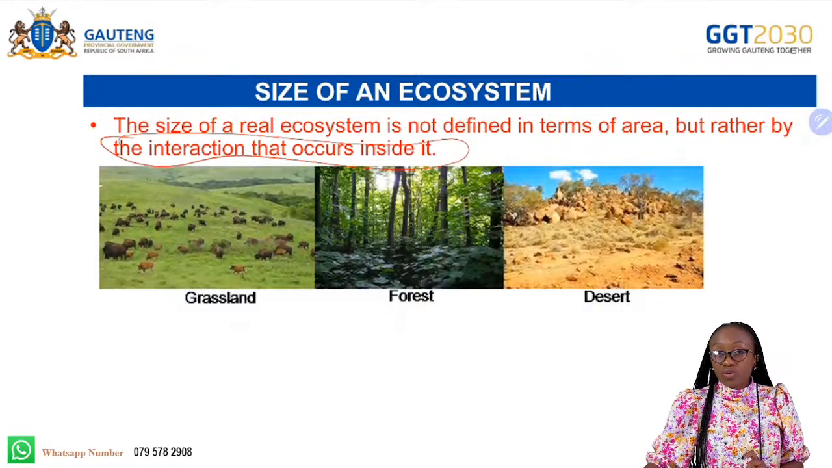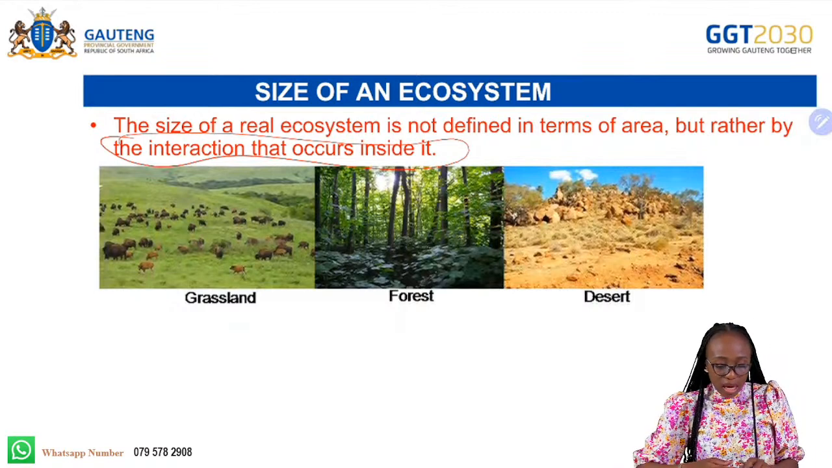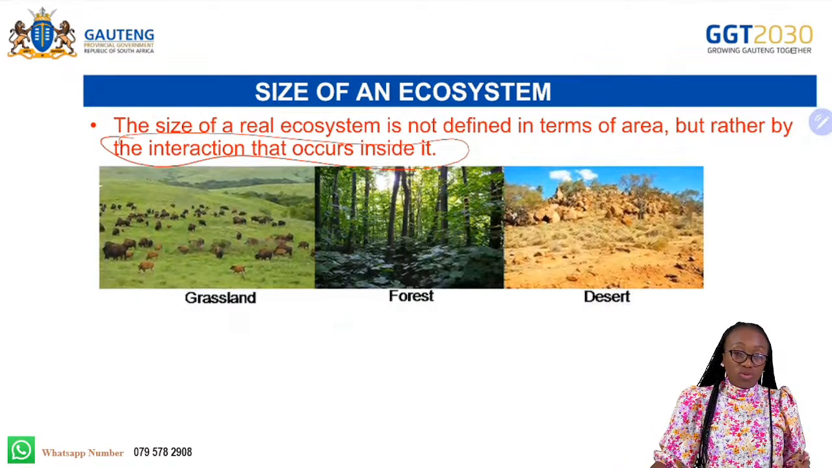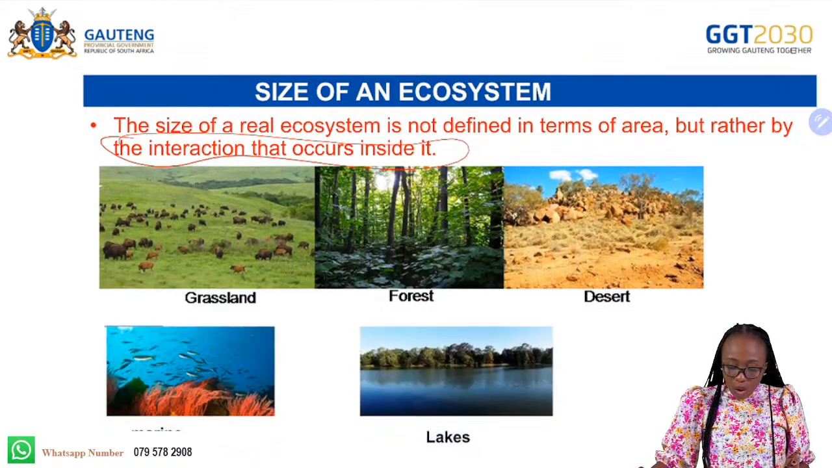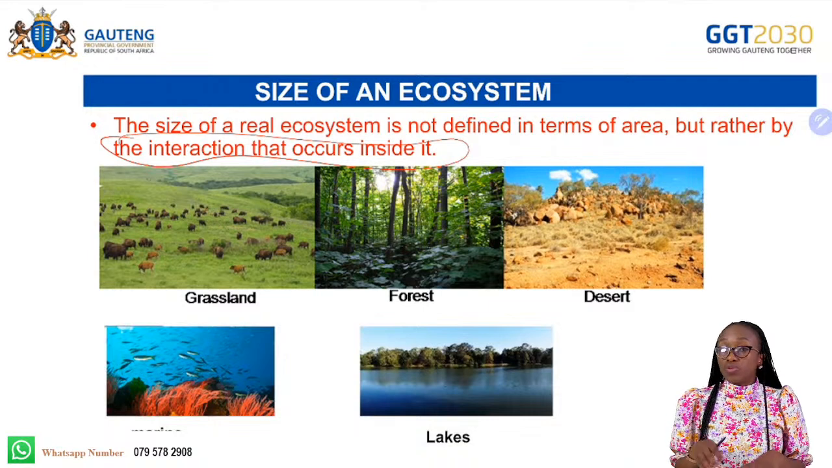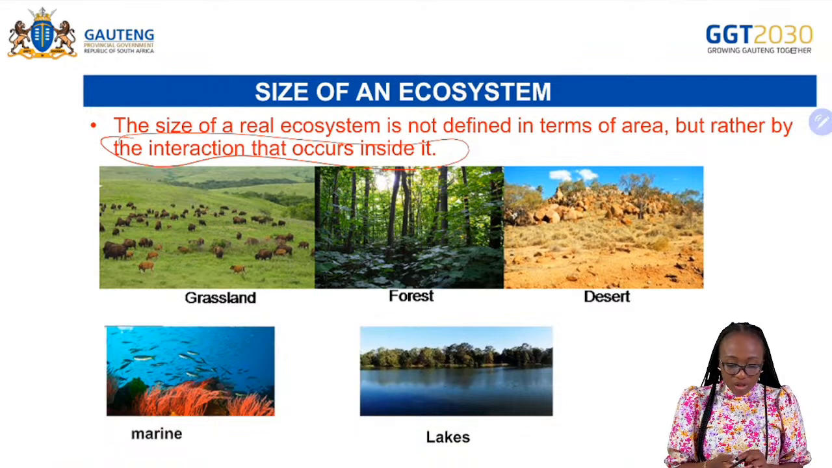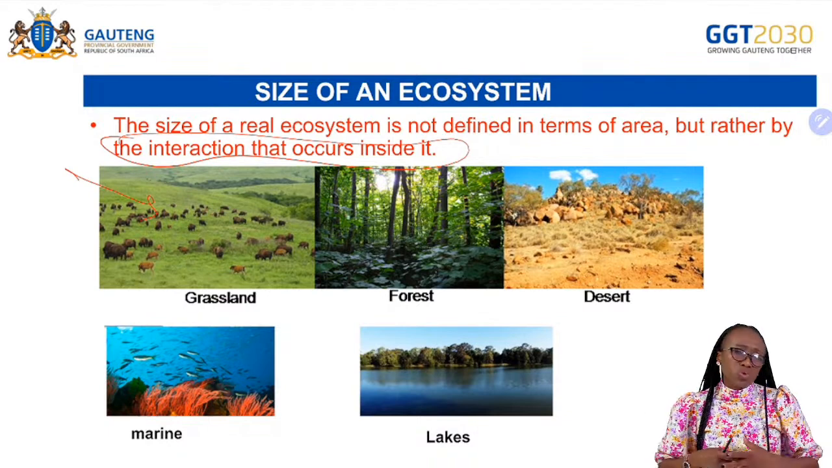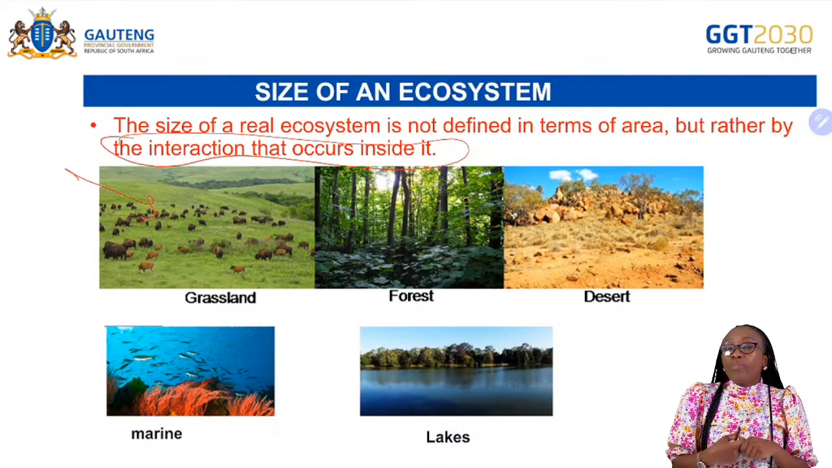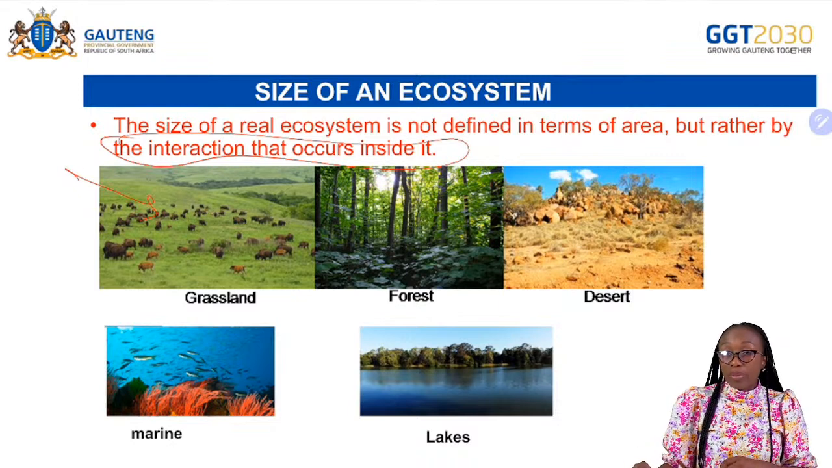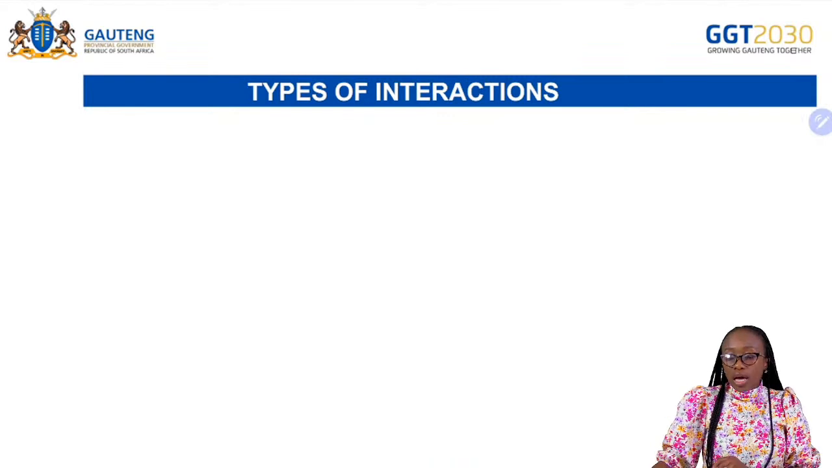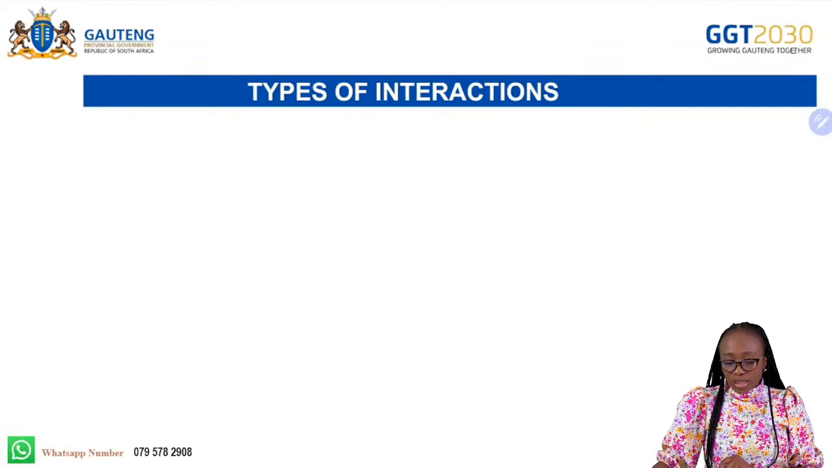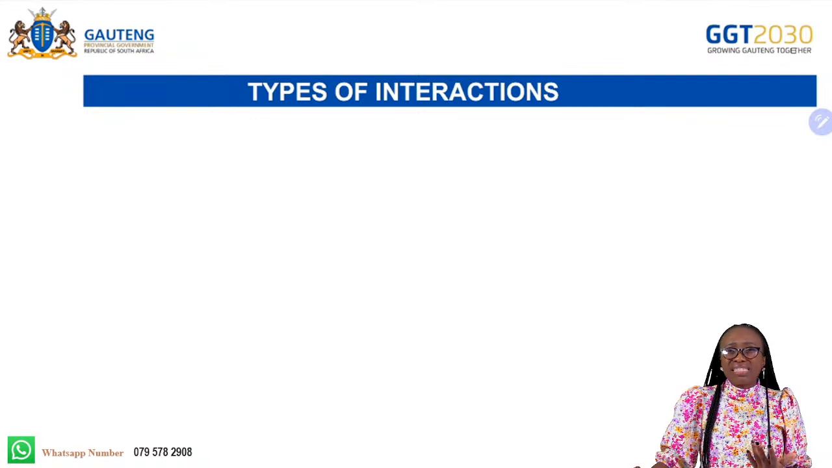So we have different ecosystems. We've got this grassland here, we've got a forest, we've got a desert, we've got marine, and we also have lakes. All these have different ecosystems within them. So the size of an ecosystem on this grassland is not determined by hectares or square meters, rather by the interactions that happen in it, by the interactions that occur in that particular ecosystem.